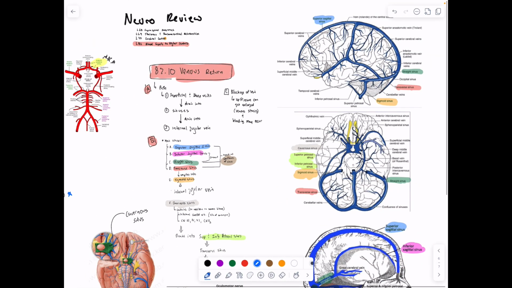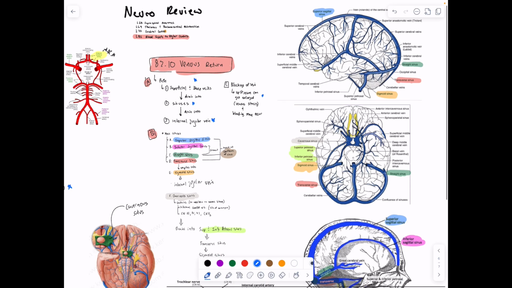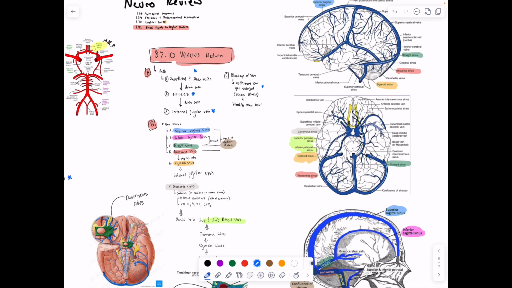Final thing is just venous return, and the nice thing is it's pretty straightforward. You just have superficial and deep veins, which drain to the sinuses and drain into the internal jugular, and you're done. If you have blockage of a vein, you're going to get an enlargement upstream of it, and you might have bleeding occur, right? If you have blockage, then it can't drain, and they swell. And you need to know that the veins drain into the sinuses, into the internal jugular. So what are the main sinuses?